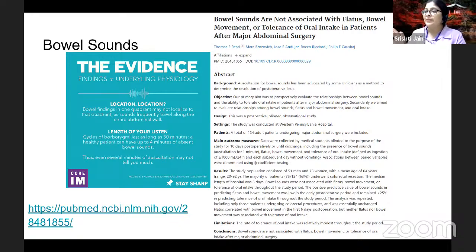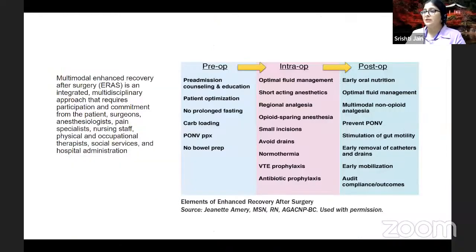A healthy patient can have up to 4 minutes of absent bowel sounds. So are we ready to wait, auscultate in each quadrant, wait for 4 minutes each? So ideally it would require at least half an hour to 40 minutes if we really want to listen for the bowel sounds. Are we ready to wait for so long? So we have now enough data to tell us that bowel sounds are not associated with flatus or bowel movements or tolerance of oral intake after a major abdominal surgery.